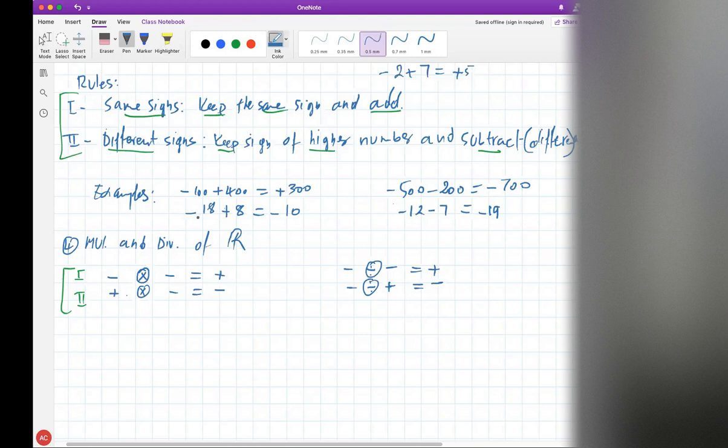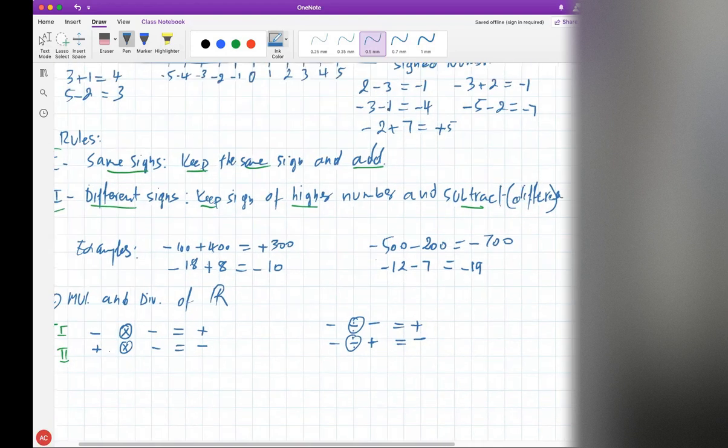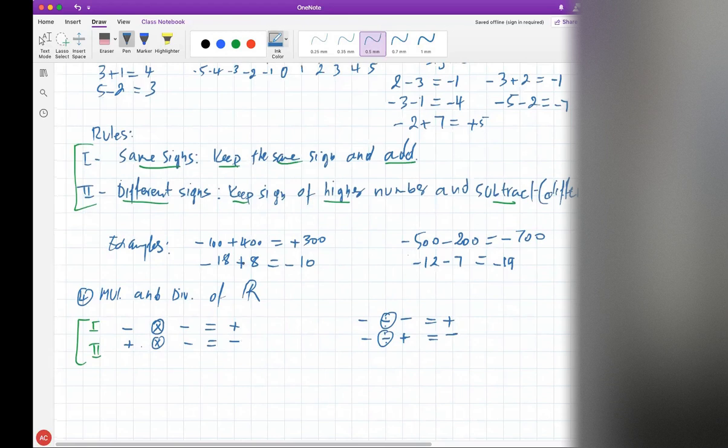And before you apply any rule, first make sure you ask yourself, am I doing addition and subtraction, or am I doing multiplication and division? Because the rules are different. So make sure first you know what you're doing, then apply the right rule. If you're not sure what you're doing, you wouldn't know which rules to use.